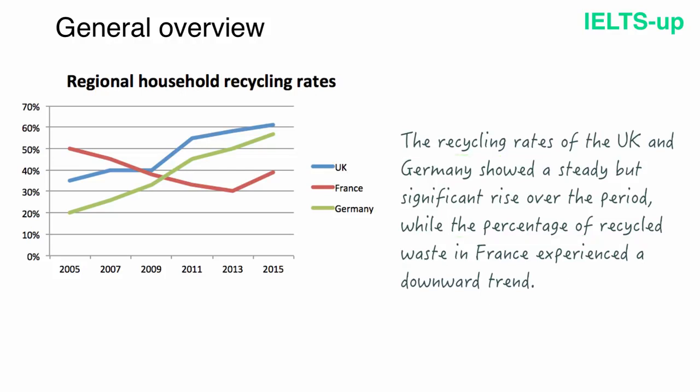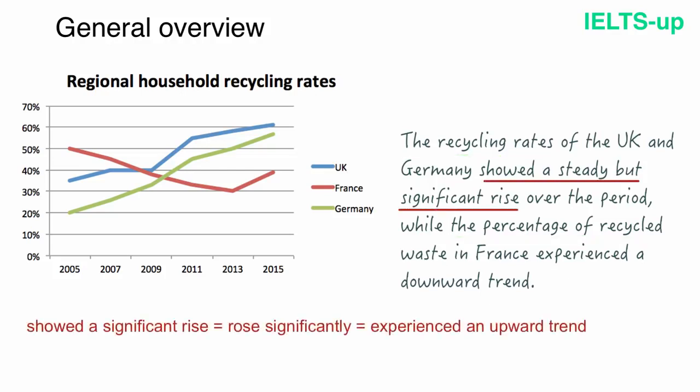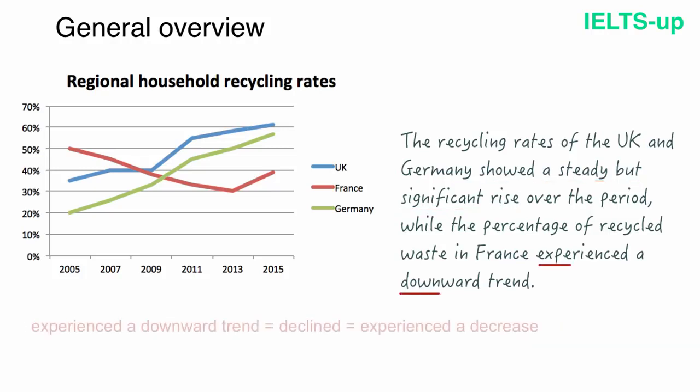Next, instead of showed a significant rise, I could also use rose significantly or showed an upward trend. And instead of showed a downward trend, I could say declined, experienced a decrease, and so on. So that's all with our overview.